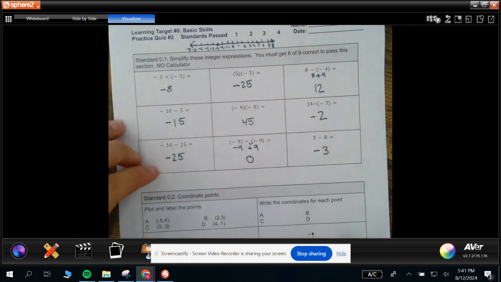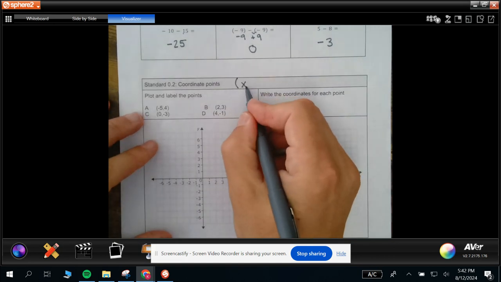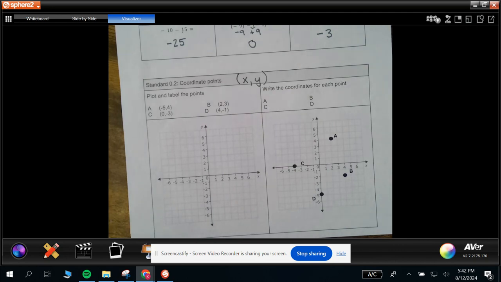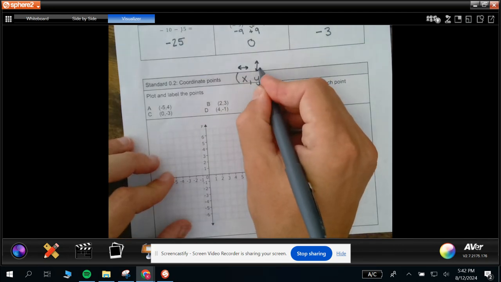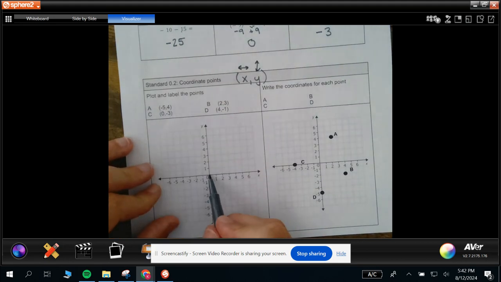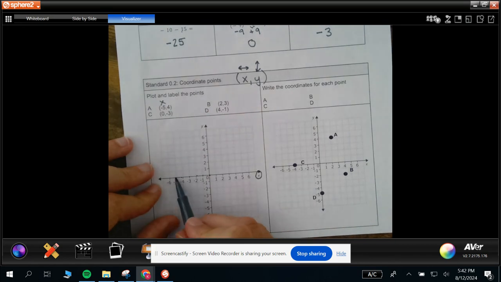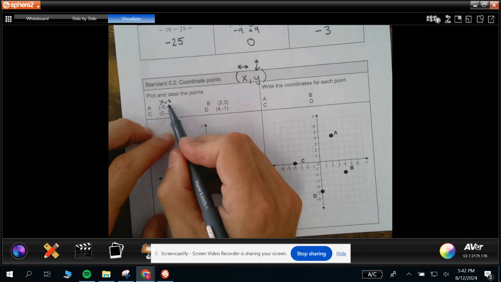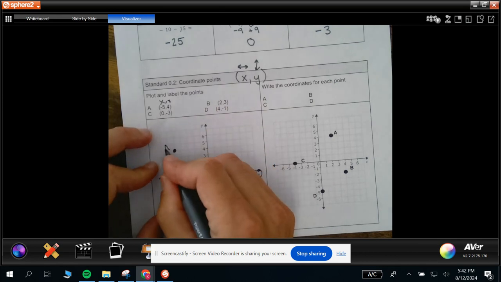It will help. Standard 0.2, coordinate points. Remember, for all these points, it's x, comma, y. The x is first. X is left and right. Y is up and down. So I start here. -5 on the x. So I start at 0, 0, and I go -1, 2, 3, 4, 5 to the left. This is the x. See the x right there? So x comes first. So I go -5, and then +4 on the y. 1, 2, 3, 4. So I'm going to put a dot there with the letter A.